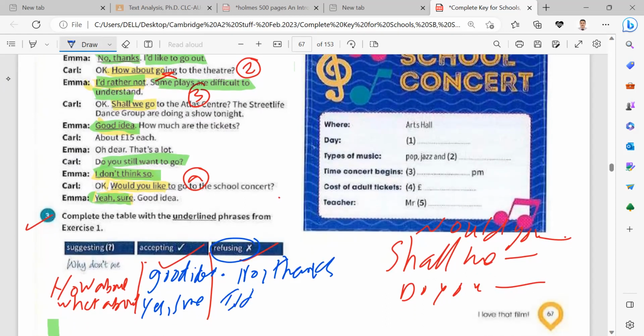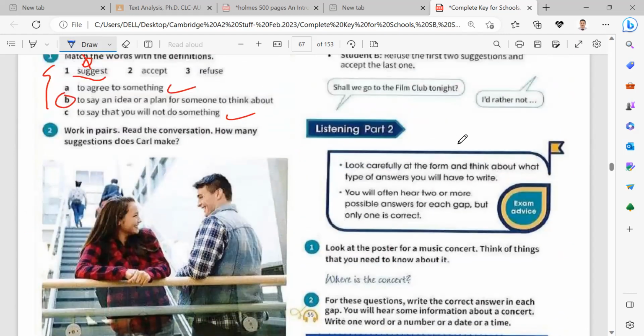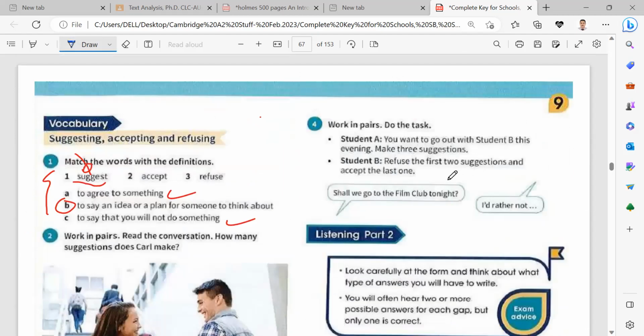I'd rather not. I'd rather not. Yes, you can say no, thanks, and I'd rather not. And of course, you should give me a reason. Why do you say no? Okay, Sarah, is it clear now how to suggest and how to respond to a suggestion? Clear?